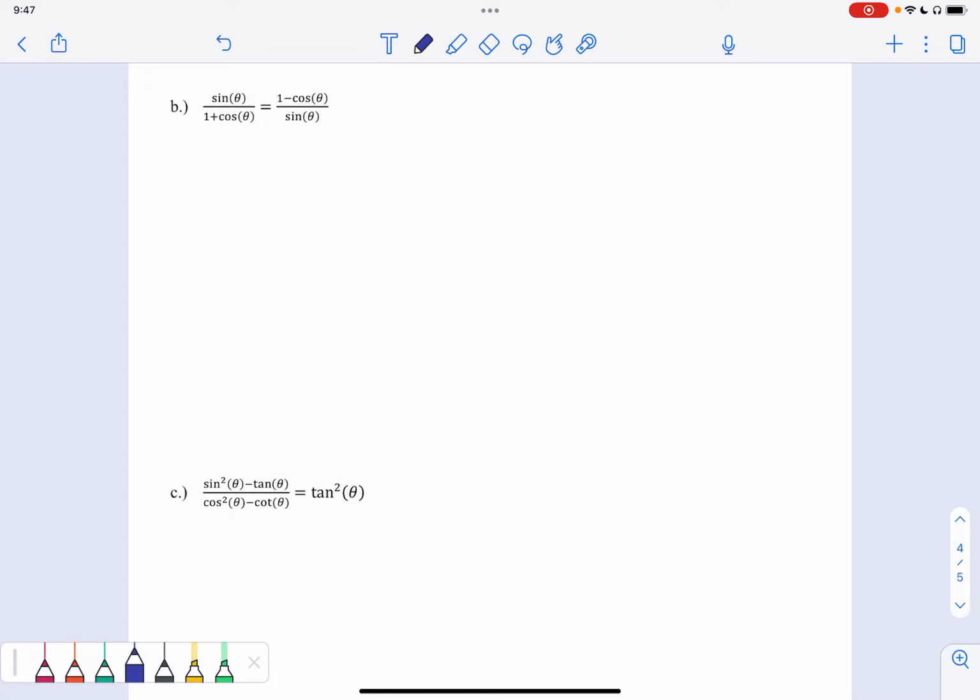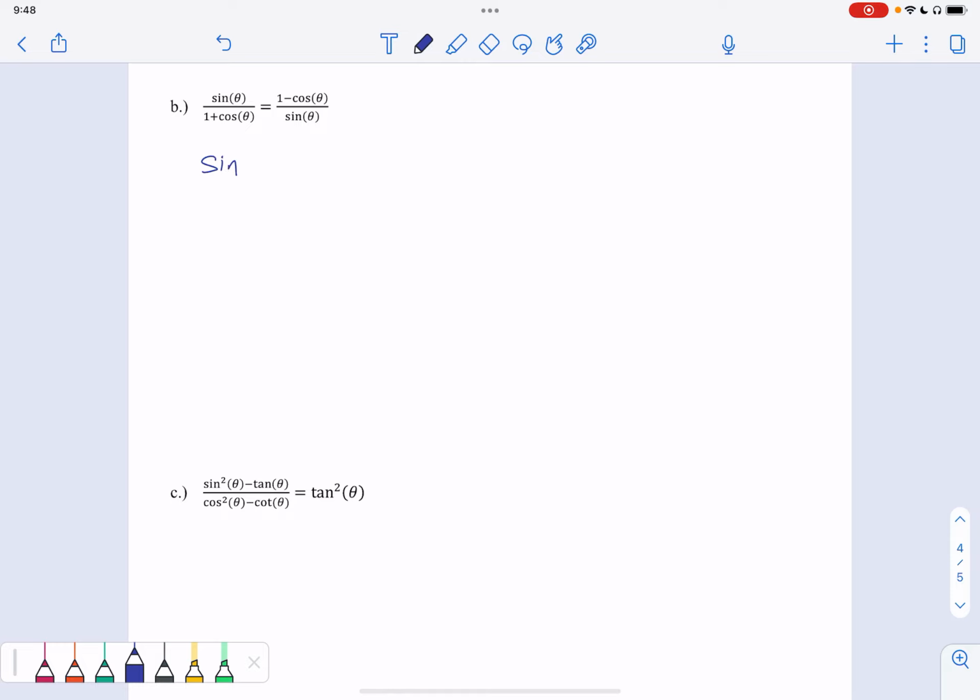All right, let's continue with some other examples of proving identities. Prove the following identity: sine of theta over 1 plus cosine theta equals 1 minus cosine theta over sine theta. So one of the tips is to choose the more complicated side, but these look pretty equally complicated, so it doesn't really matter which one I'm going to start with.